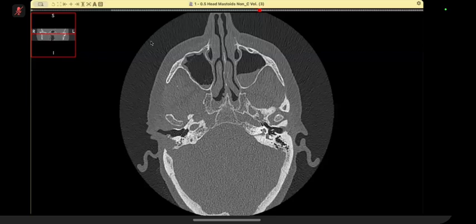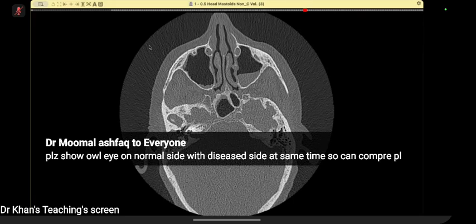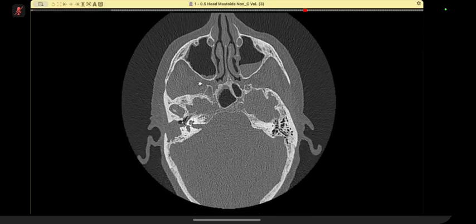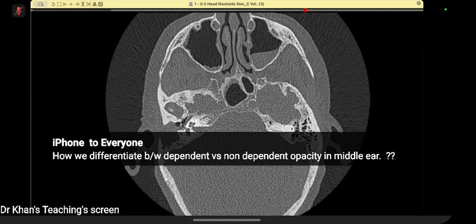Let me give you the history of this patient. This patient is 71-year-old, right-sided mastoid surgery 6 years ago. Initially they asked for a CT scan, and they want us to rule out a recurrent cholesteatoma. Just concentrate on the right side. Okay. I have requested remote control. I've given you the mouse.